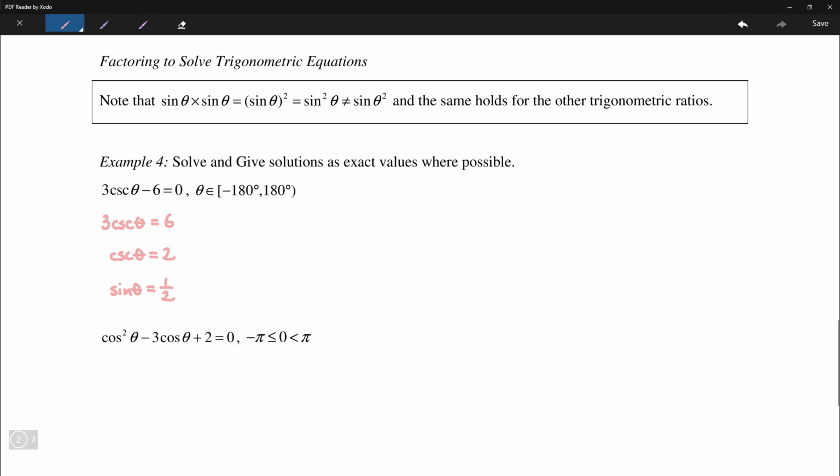Okay, so from there we know that the angles are in quadrants 1 or 2, because sine theta is related to the y value, and the y value is positive in quadrants 1 and 2. Second step is to use the reference angle. So the reference angle in this case will be 30 degrees because the question is in degrees, and we can use a special triangle for that one.